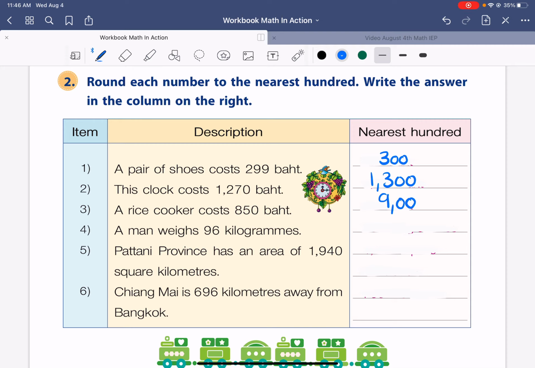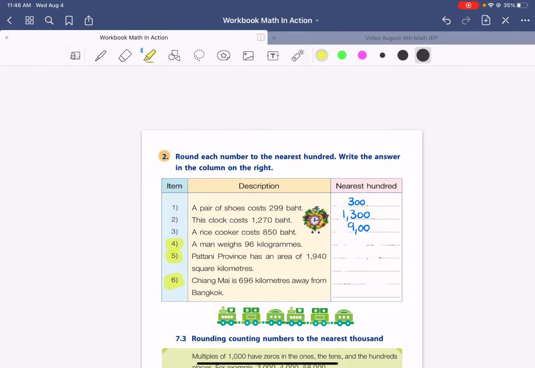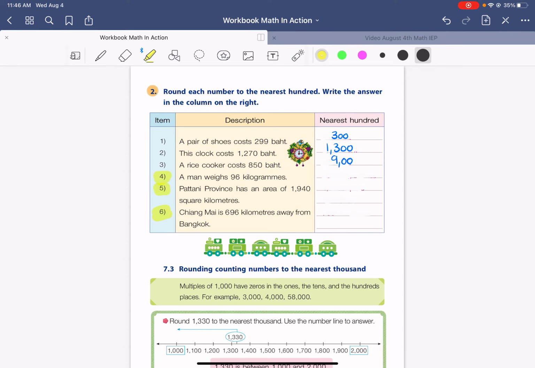All right, so you're going to practice the rest. You're going to round up. You're going to do number 4, number 5, number 6. You're going to round those up for homework. Rounding to the nearest 100. Okay, you're going to try that for homework.